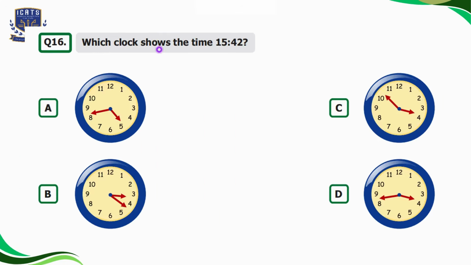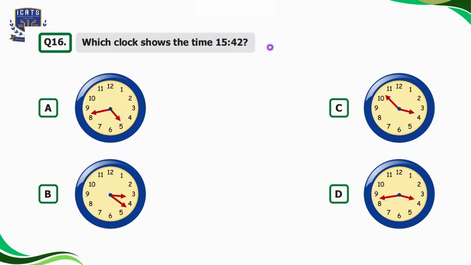Question number 16. Which clock shows the time 15:42? So 4 options are given to us. 15:42 means we are going to follow the 24-hour clock time. 15 is showing the hour, which is 3, and 42 is representing minutes. It means it is 3:42.